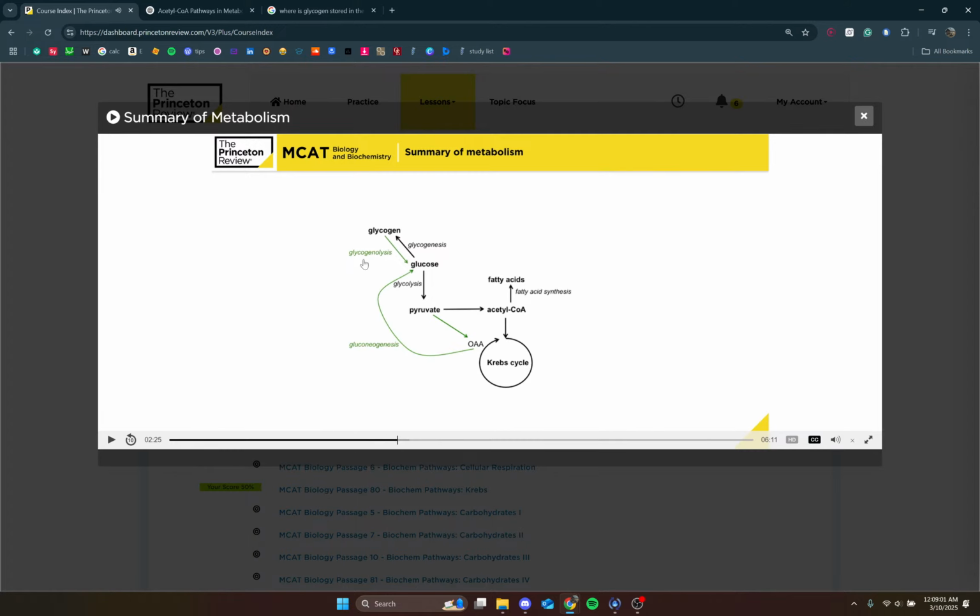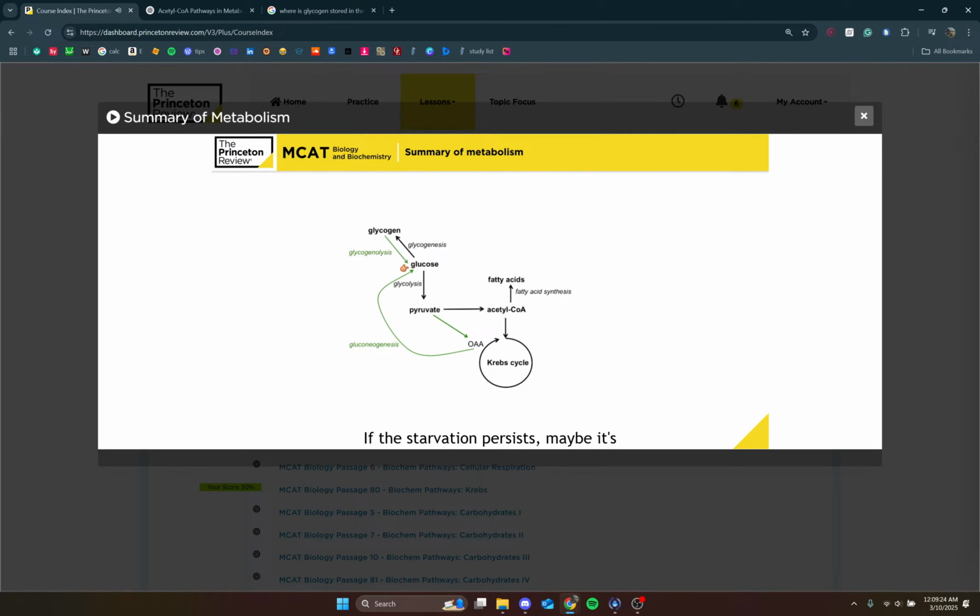In gluconeogenesis, we're going to take pyruvate, convert it into oxaloacetate, and then, through a series of reactions, convert it back into glucose. So either glucose released from glycogen or gluconeogenesis is going to release free glucose molecules into the bloodstream that other cells can use for energy.